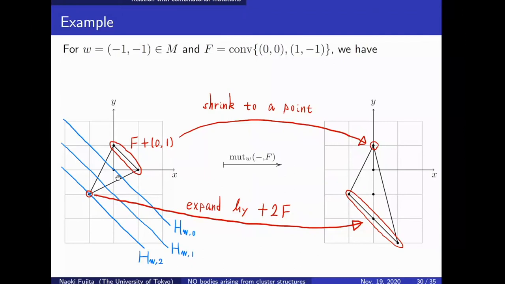Then we expand the opposite side. The opposite side is expanded as follows. For instance, this vertex shifts. The pairing of this vertex with W is 2. We expand this vertex by adding F 2 times. This is the definition of combinatorial mutations.